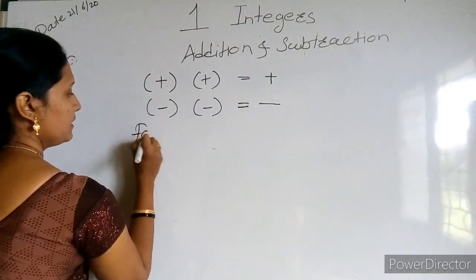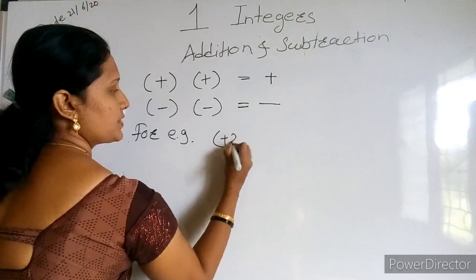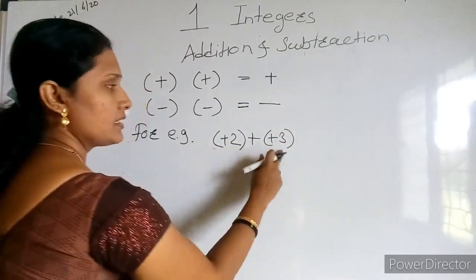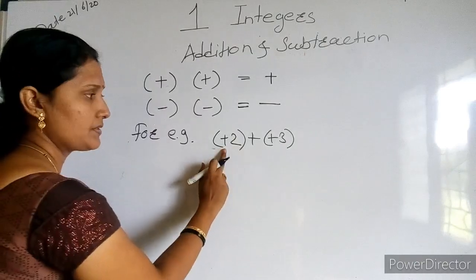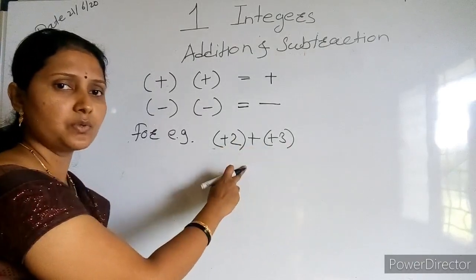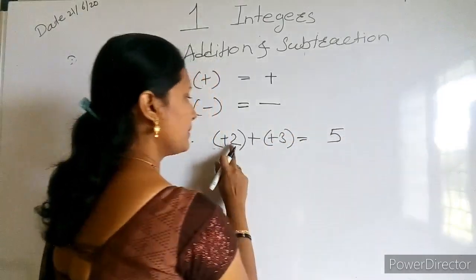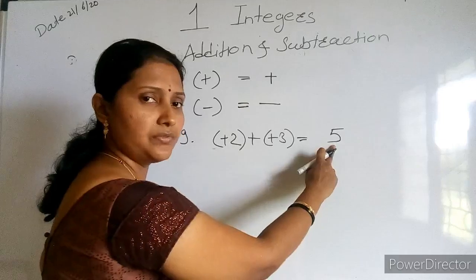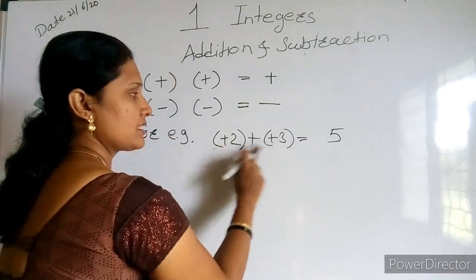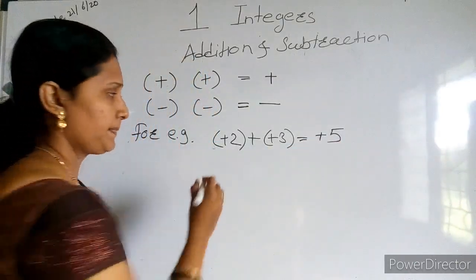Suppose, for example, plus 2 and plus 3. These are two positive integers. In that case, we have to do the addition. So 2 plus 3 is equal to 5, and we assign the common sign, which is plus. So the answer is plus 5.